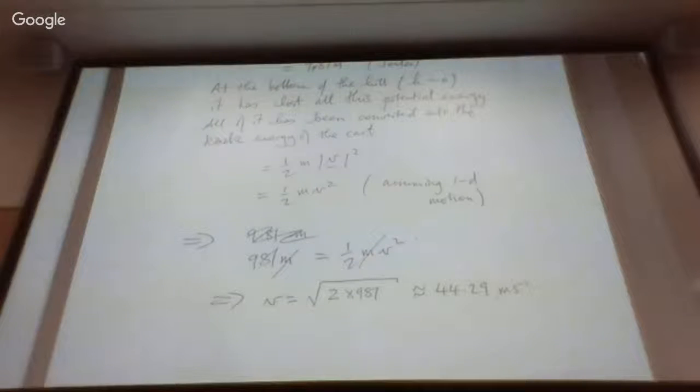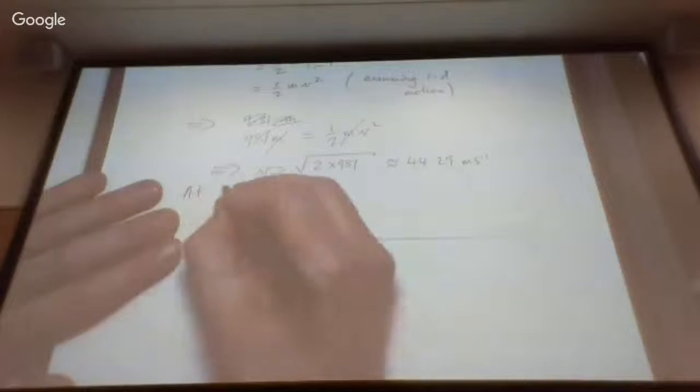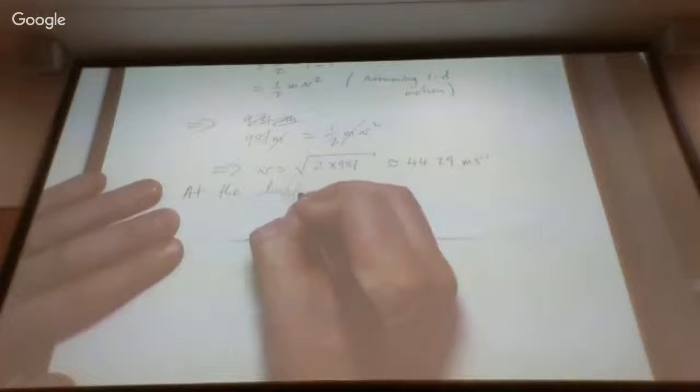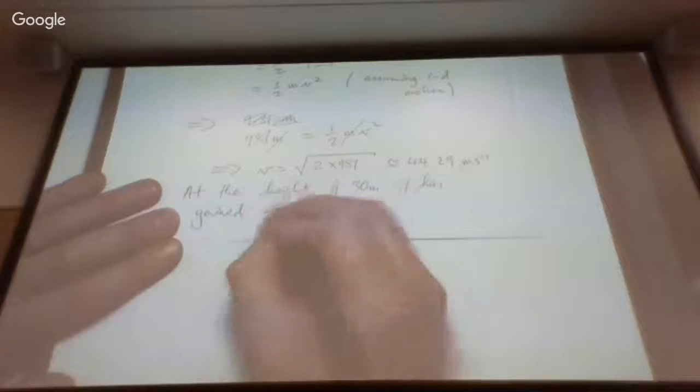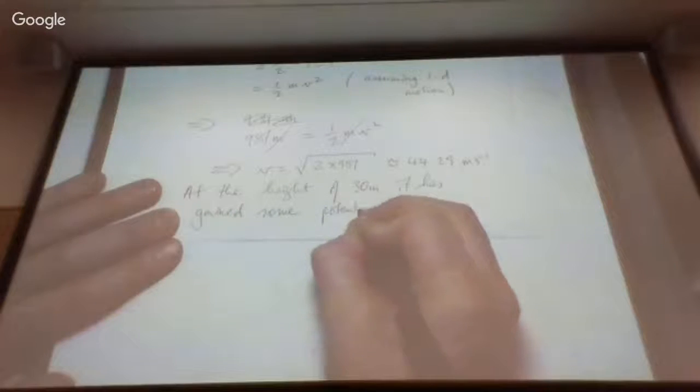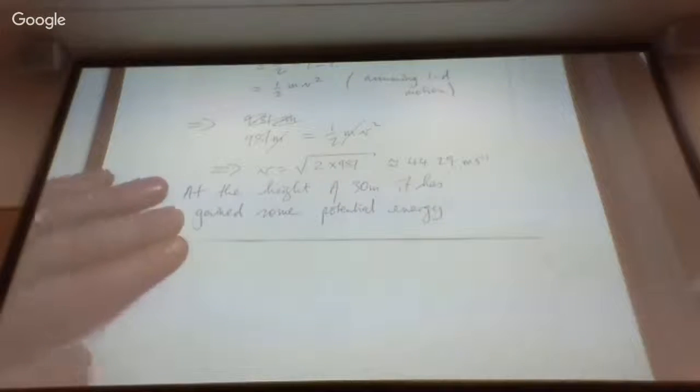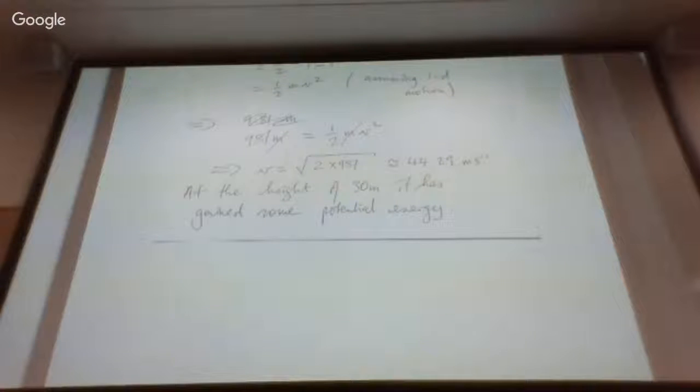But what's happening to it when it gets to the top of that 30-meter hill? Okay. So at the top, at the height of 30 meters, it has gained some potential energy, because it'll now have potential energy of 30 times 9.81. Where does that energy come from? We're assuming that the cart is free running, it's not being driven by any motor or anything. So that energy could only come from the kinetic energy that it has.